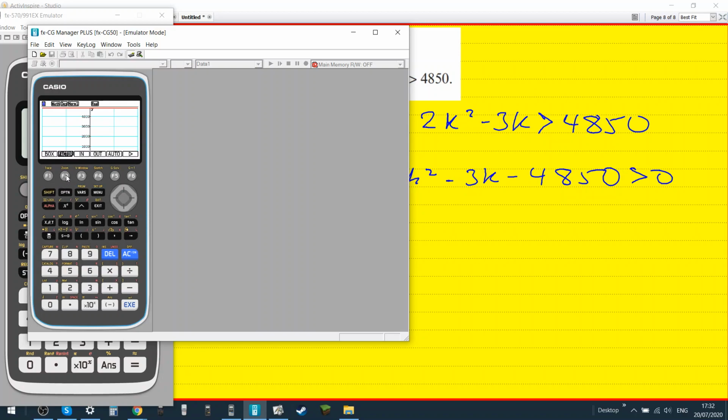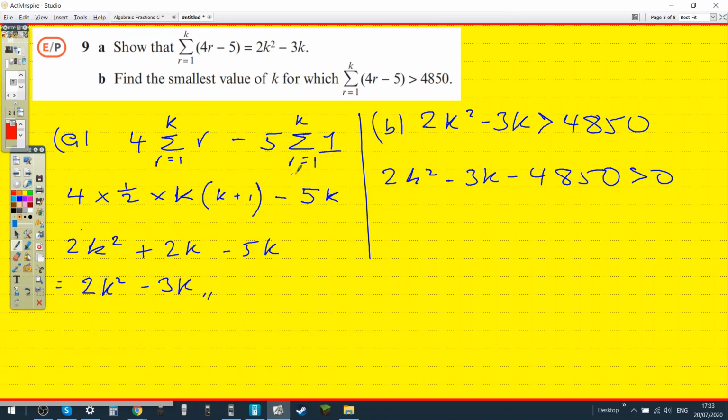Shift zoom out. It'll give you the coordinates if you do G-solve and intersect. I think you have to actually see it though, don't you? So x is 50. That's the blue one. So the answer: K is less than 50. We want where 2k squared minus 3k is greater than. So K is greater than 50 and K is less than minus 48.5.